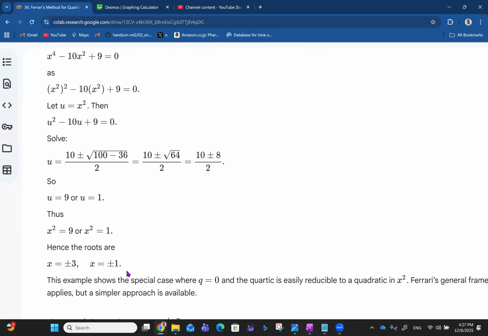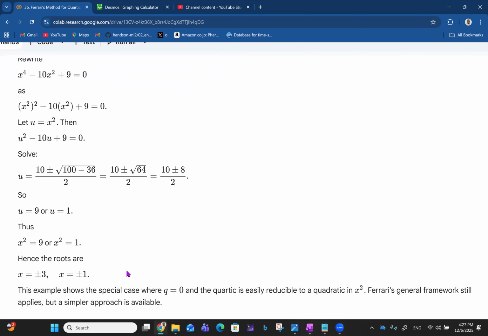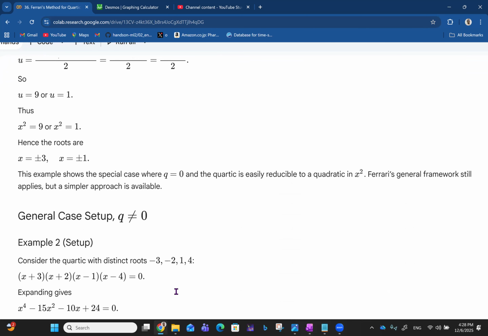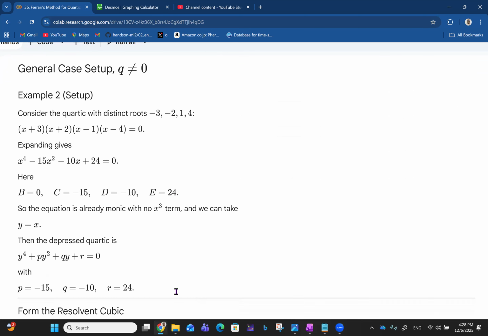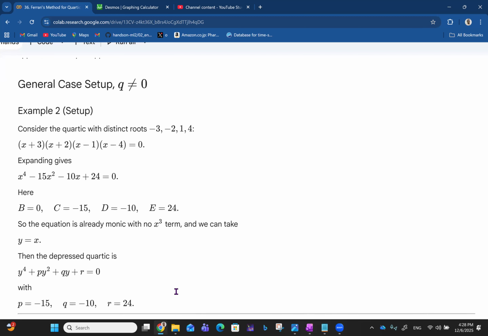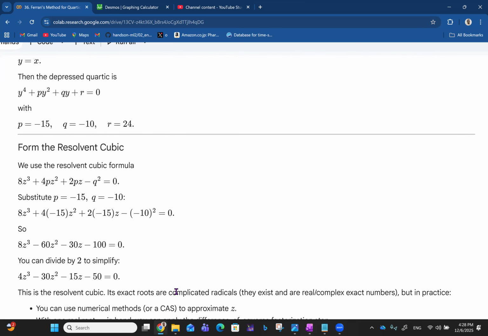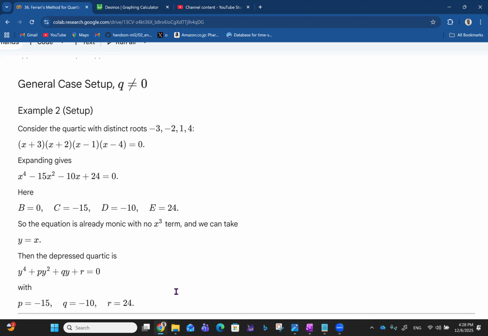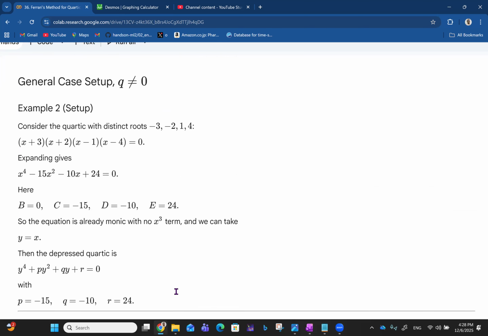Okay, so this example shows the special case where q is 0 and the quartic is easily reducible to a quadratic in x squared. So Ferrari's general framework still applies, but a simpler approach is available. It would be rare for you to find a case that really requires Ferrari's method because it's really tedious, but you can always find a simple way to solve most problems. So if you cannot find a simple way, then you can think of Ferrari's method.